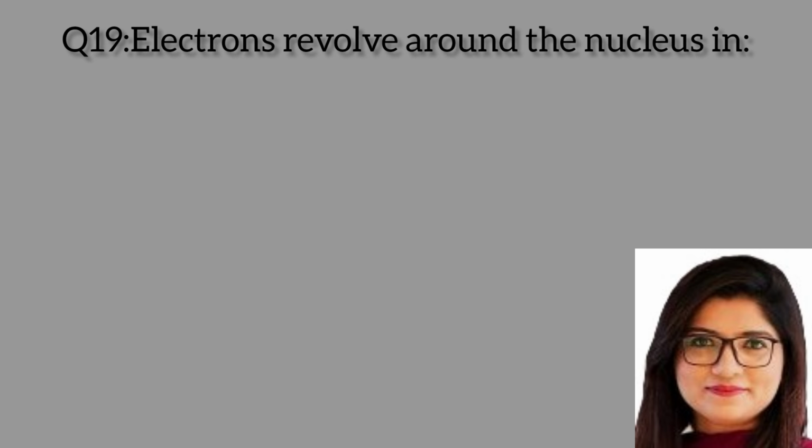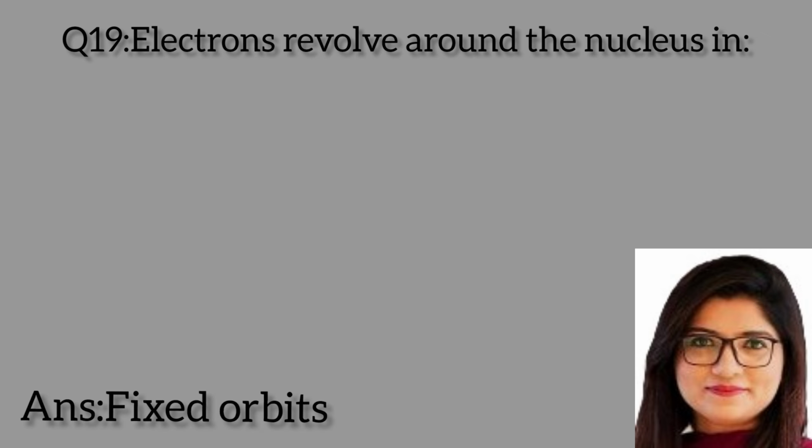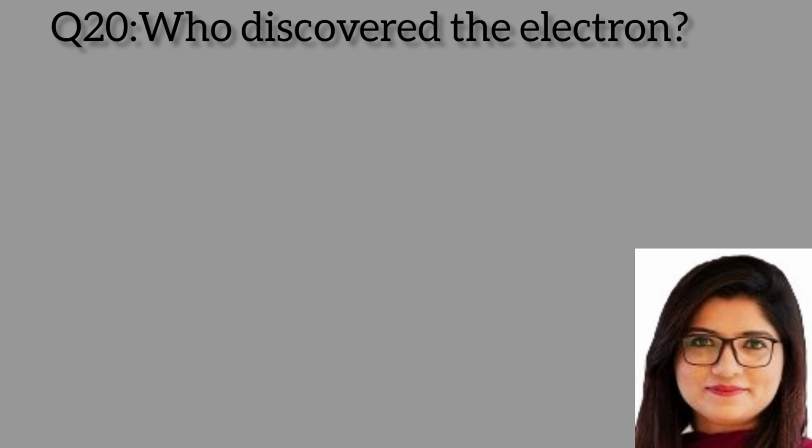Question 19. Electrons revolve around the nucleus in? Answer: fixed orbit. Question 20. Who discovered the electron? Answer: Thomson.